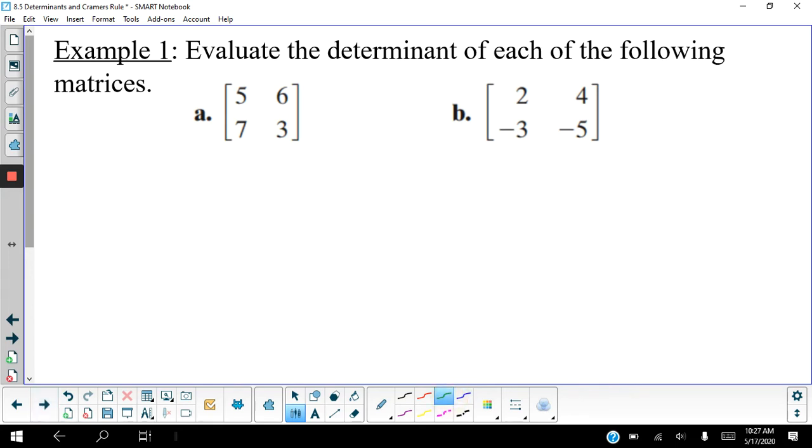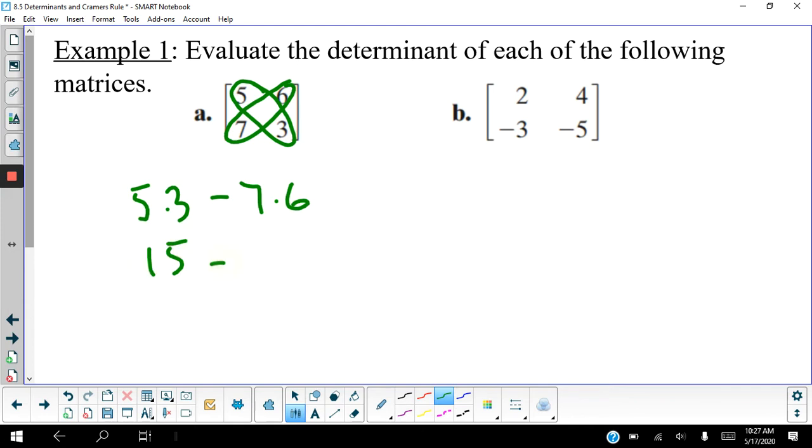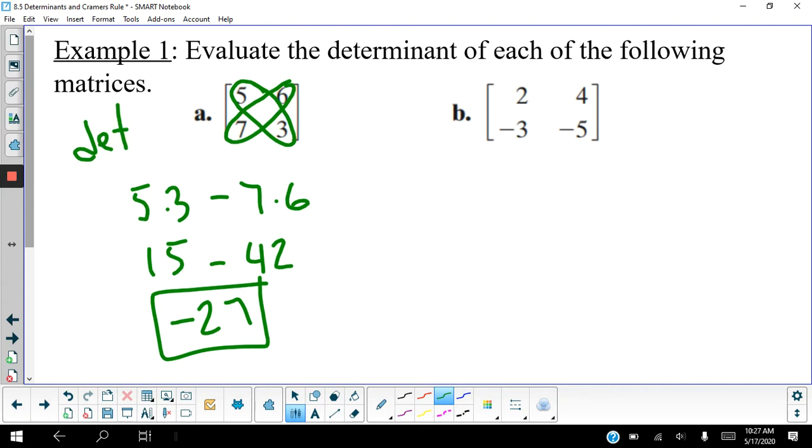Okay, so example 1, here we go. We're going to first off do 5 times 3, and then we will put a subtraction sign. We got 7 times 6, so that would be 15 minus 42, which is a negative 27 as our determinant. Sometimes you'll see the letters det in front of it. That'll tell you if you need to find the determinant, or the instructions will just say to do it. Okay, let's try the next one.